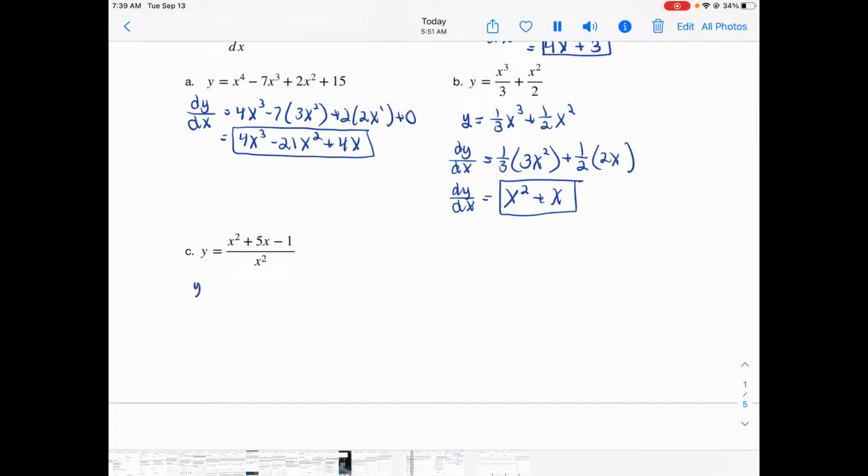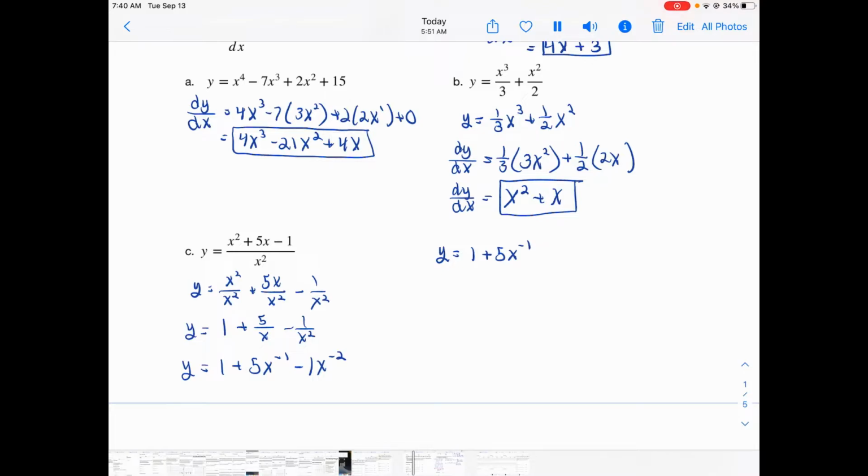Here's another one that you have to simplify first before we can do anything. Since I have one term in the denominator, I can split it up into each of my numerator terms. So I'm breaking up my fraction, and then simplifying these fractions down. And then again, I don't have a rule for x divided by, 5 divided by x, so I have to change that to negative exponents. So the function is 1 plus 5x to the negative 1 minus x to the negative 2, and that is the actual equation I'm going to differentiate using the rules that we learned today.